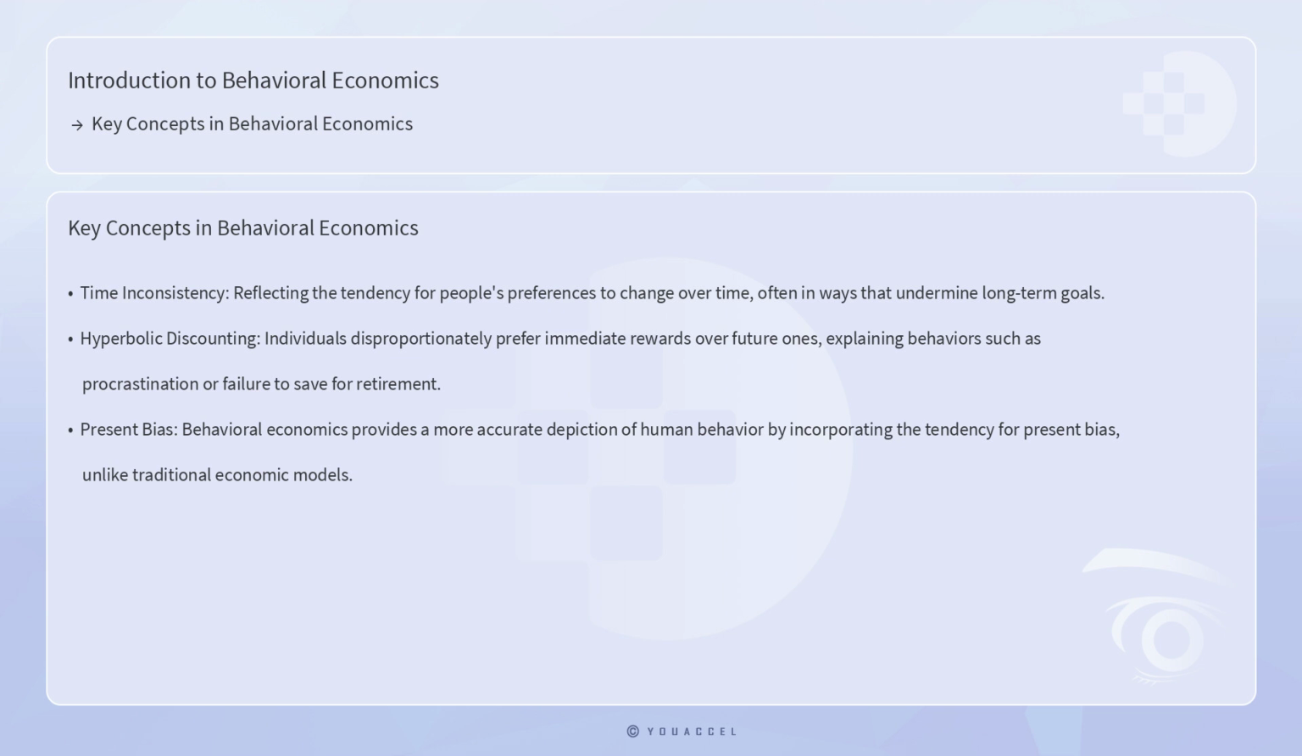Another significant concept in behavioral economics is time inconsistency, reflecting the tendency for people's preferences to change over time, often in ways that undermine long-term goals. This is closely related to hyperbolic discounting, where individuals disproportionately prefer immediate rewards over future ones. This can explain behaviors such as procrastination or failure to save for retirement. Traditional economic models use exponential discounting, which assumes consistent time preferences, but behavioral economics provides a more accurate depiction of human behavior by incorporating the tendency for present bias.